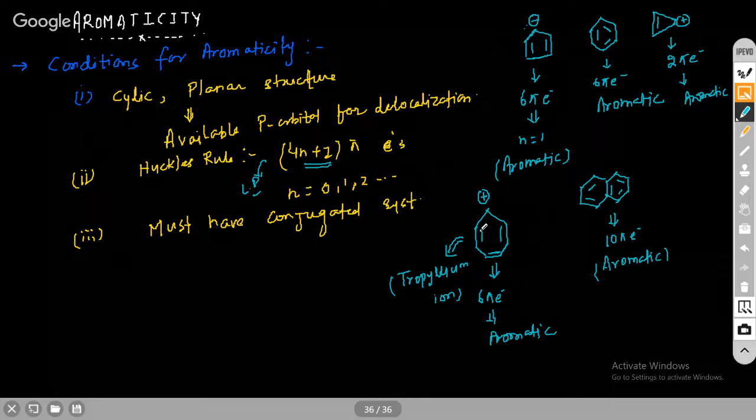If there are simple compounds where there are no exceptions and a planar molecule is there, just calculate the number of pi electrons, right? And if it follows Huckel's rule, then it is an aromatic compound. Okay, and in all these, you see, none of the carbon atoms is sp3 hybridized. Okay, none of the carbon atoms is sp3 hybridized.